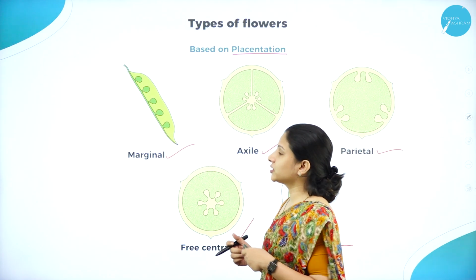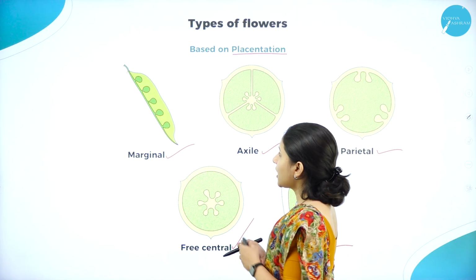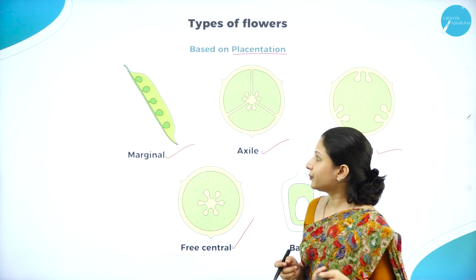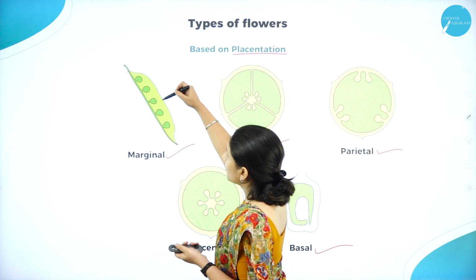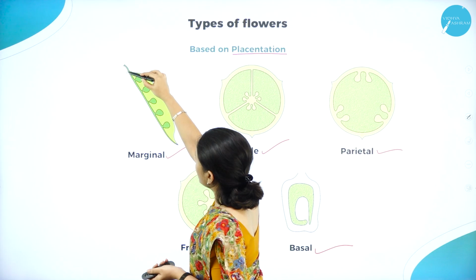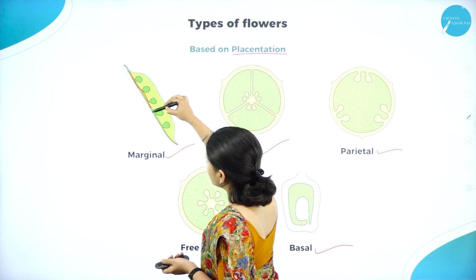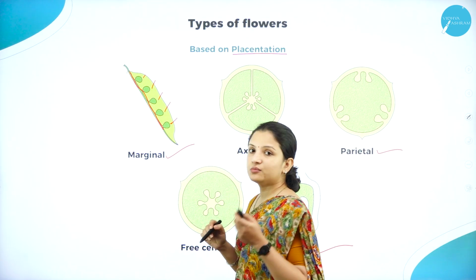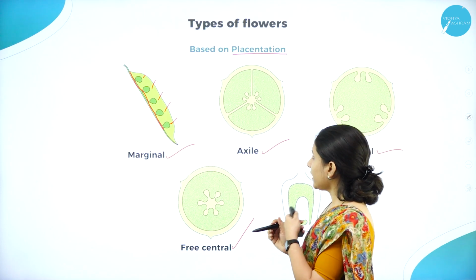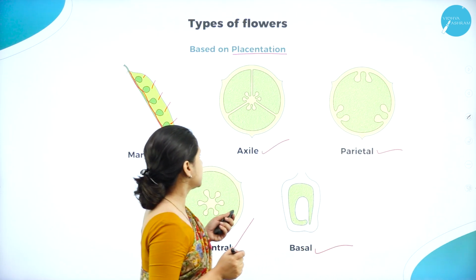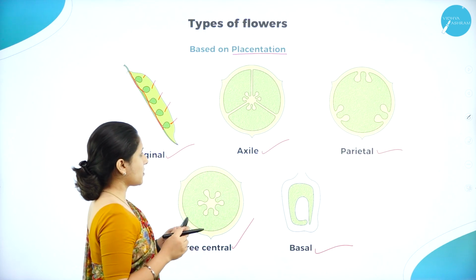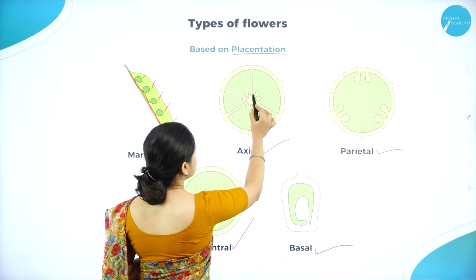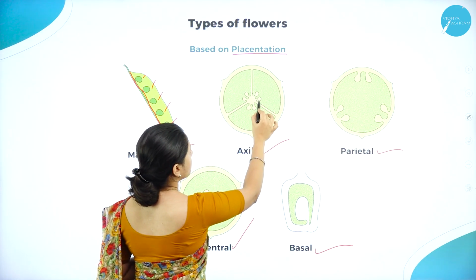Based on that, they can be of different forms. We shall study first marginal placentation. The best example I can take here is pea pods. Can you see, this is the ovule. In one particular margin, in one particular line, the ovules are situated. That is why it is called marginal placentation. Next, moving on to axial placentation. In axial, they are situated at the center in one particular axis. Can you see here? Here the ovules are situated in one particular axis.